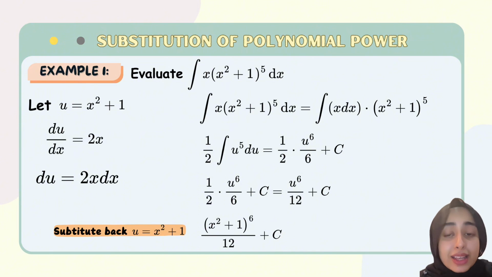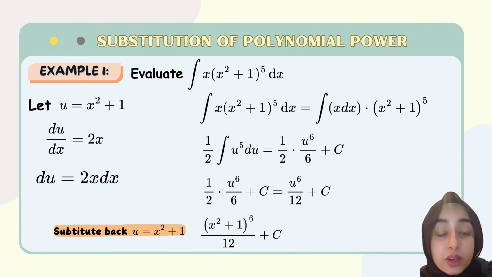So for the last step, we just need to substitute back u equal to x squared plus 1. Now replace the u with the original expression, which is x squared plus 1. So this will give us u power of 6 over 12 plus c is equal to the bracket of x squared plus 1 power of 6 over 12 plus c.